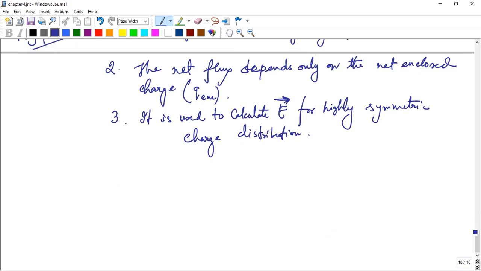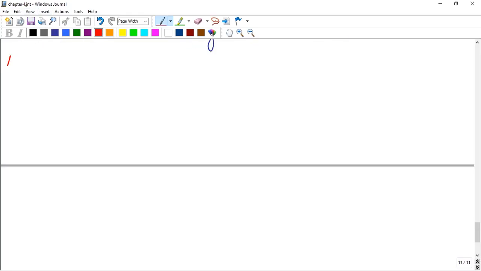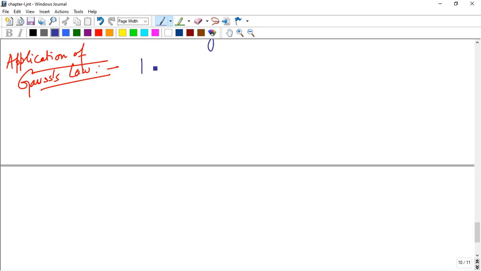And here another point to discuss is the application of Gauss's law. That's very important. Here we discuss just an outline or summary. The first application is the infinitely long straight charged wire.